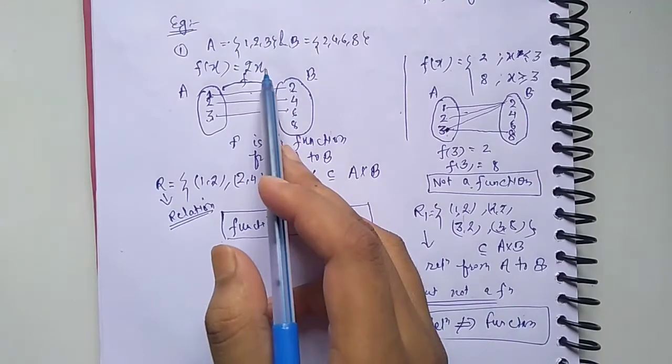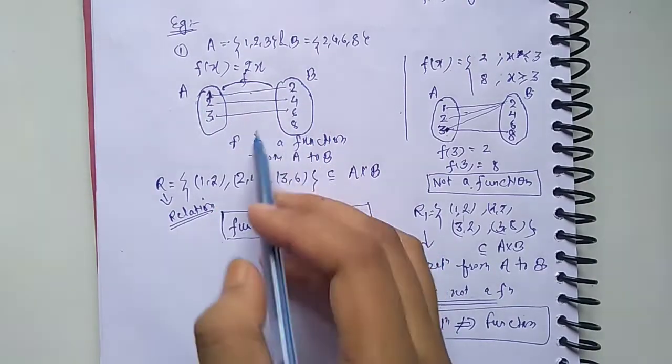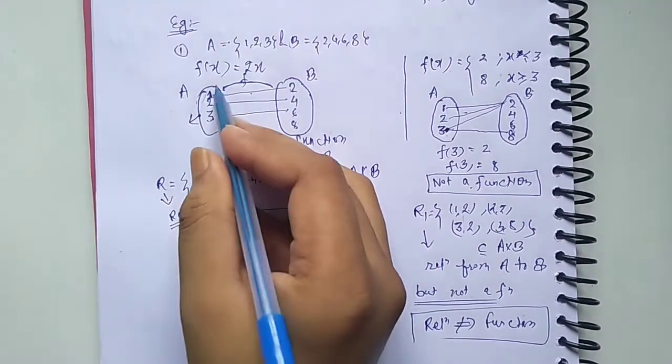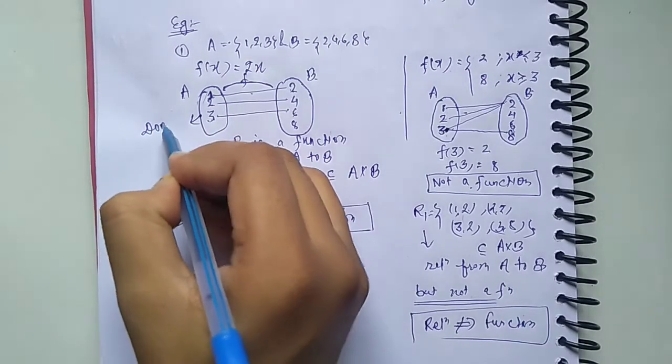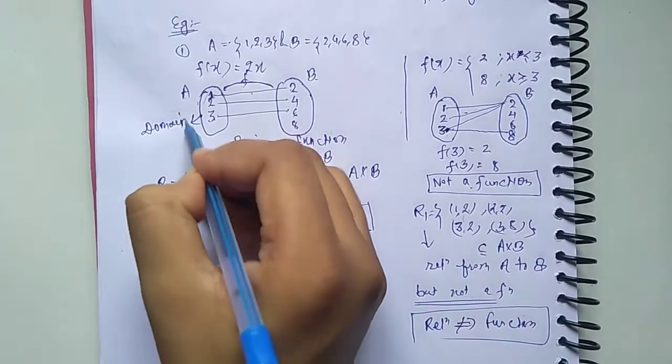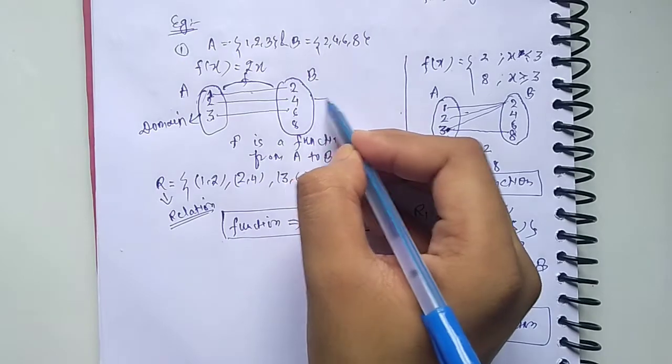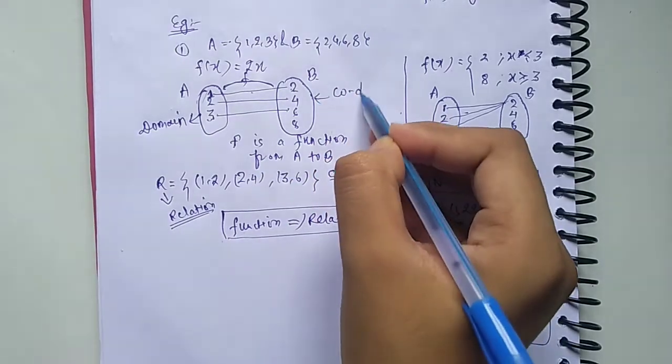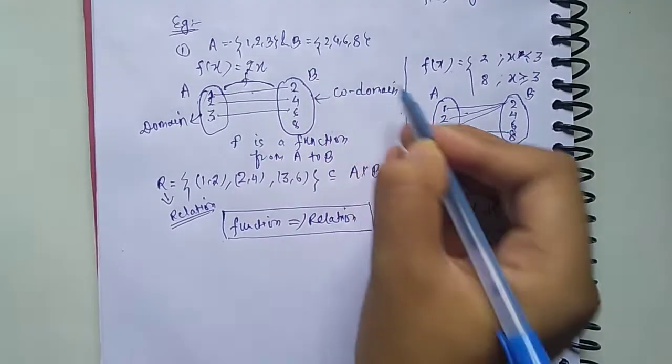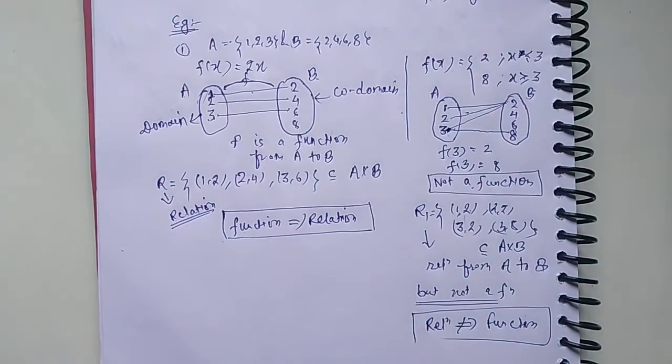As this is a function f from A to B, the first set will be called the domain of the function, and this whole set B will be called the codomain of the function f. Now we are going to see some other examples.